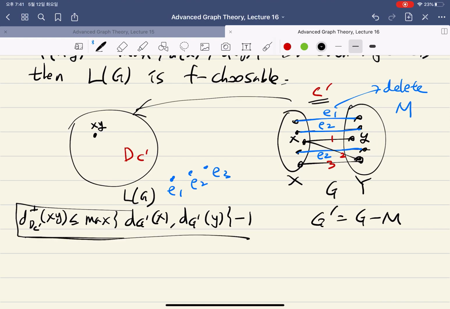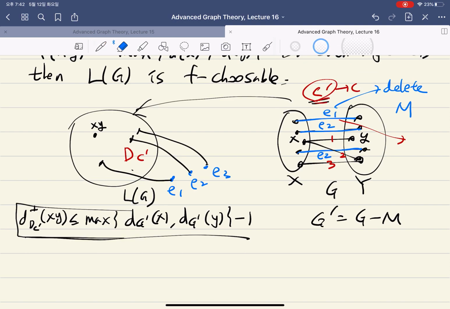From here, now we want to get back to the orientation of G, which means that if there is some edge from here to here, then we want to decide the orientation of this edge. And that orientation can be given by assigning some value here. So we extend this C prime to C by assigning some value here.